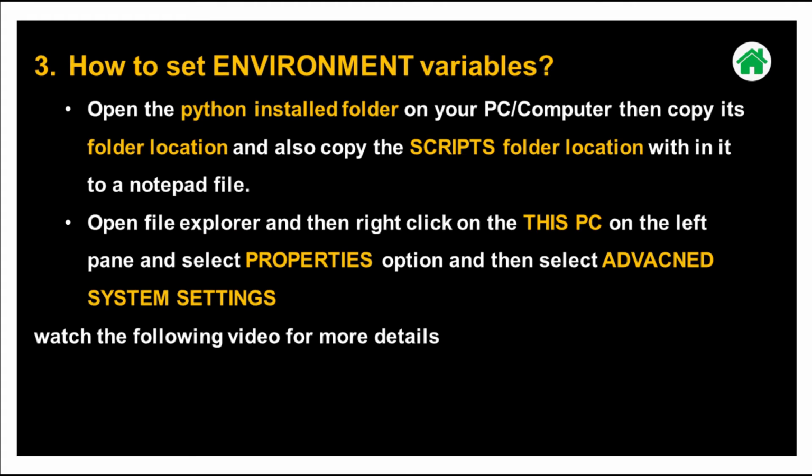How to set environment variables. Open the Python installed folder on your PC or computer, then copy its folder location and also copy the scripts folder location within it into a notepad file. Open File Explorer and then right-click on This PC on the left pane and select Properties option and then select Advanced System Settings. For next steps, watch the following video.